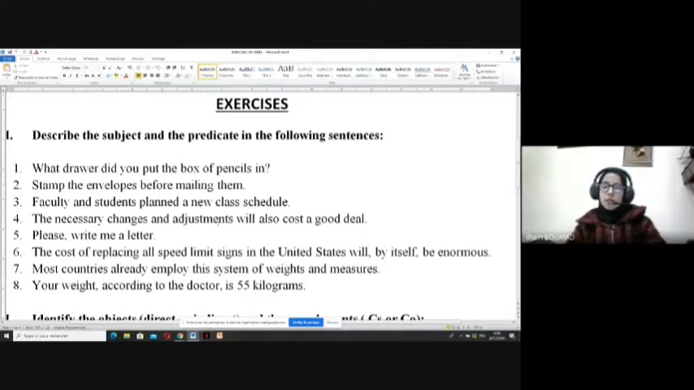Why? Because you have two nouns that are coordinated. So in this case, we can say that this is a compound subject. And we have the predicate, which is plan the new class schedule. Good. Next example, please.